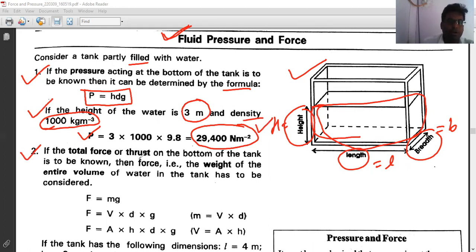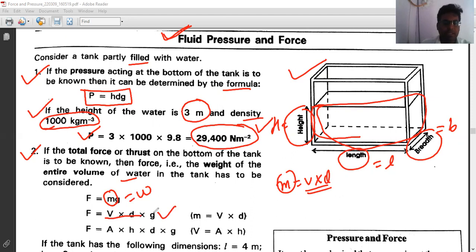If the total force or thrust on the bottom of the tank is to be known, then it is the weight of the entire volume of the water. So weight is nothing but mg. Now we can put, instead of m, volume into density. So instead of mass, we are putting volume into density. So it is V into d into g, right? In this way, you can also calculate. So F equal to, volume is length into width into height, and density we know, right? And put the value of g, you will get the answer of force.